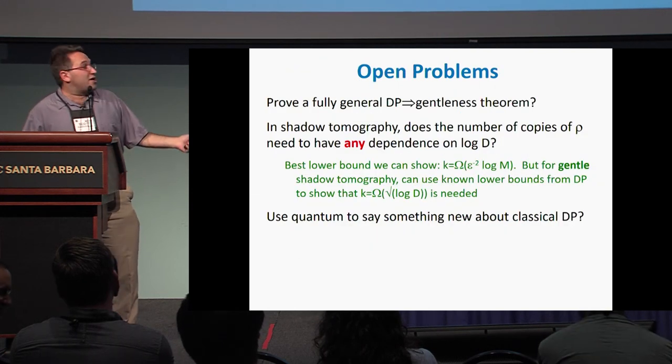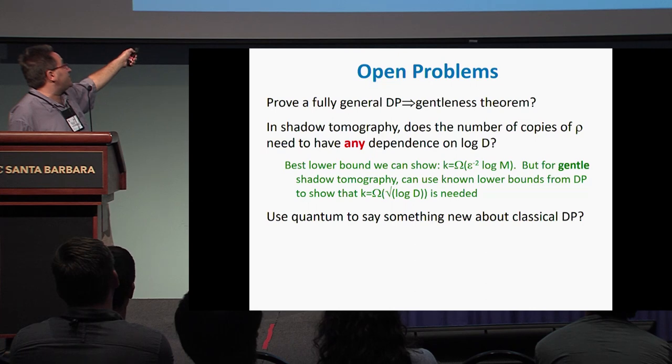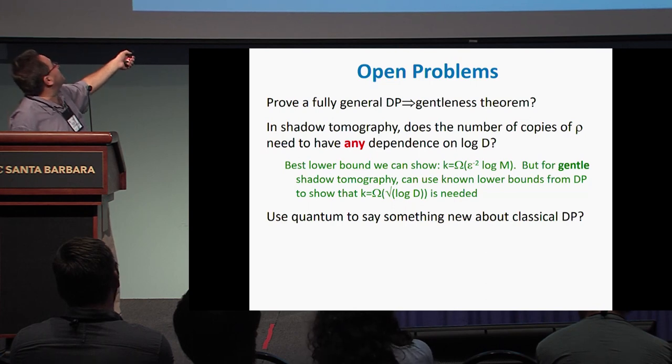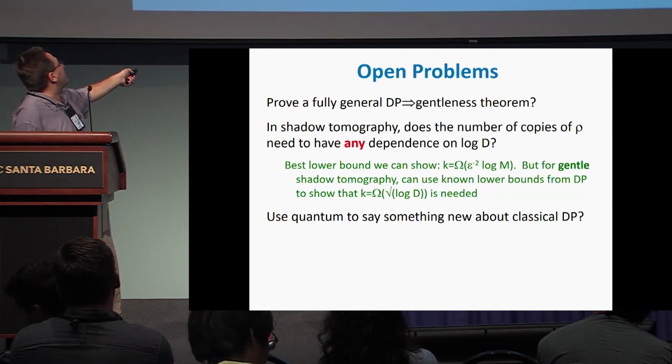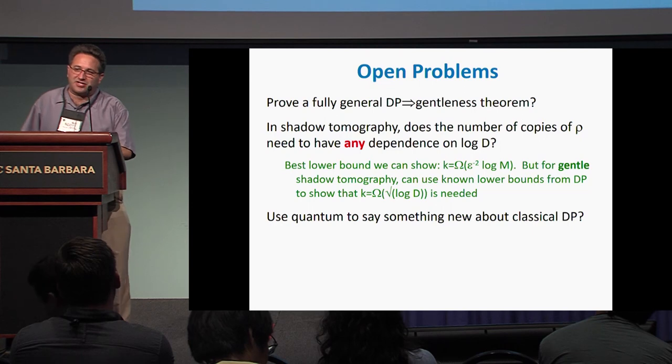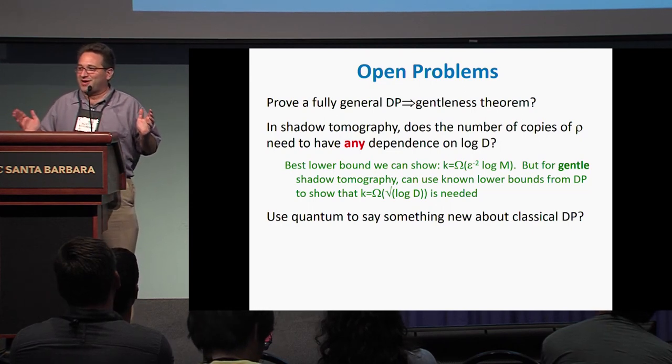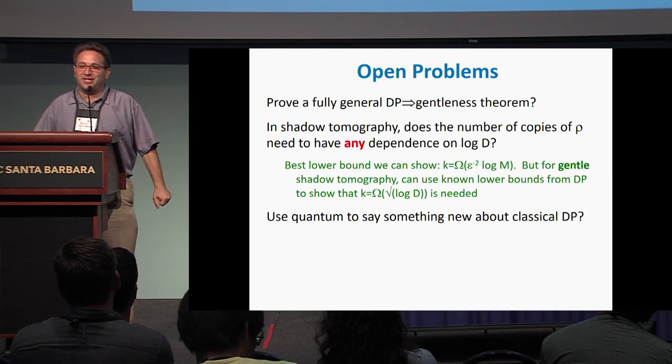So there are many open problems. Can you prove a fully general connection without the conditions? What are the optimal parameters for shadow tomography? And finally, can we go in the other direction and use quantum computing to say something new about classical differential privacy? I think that would nicely complete the circle here.